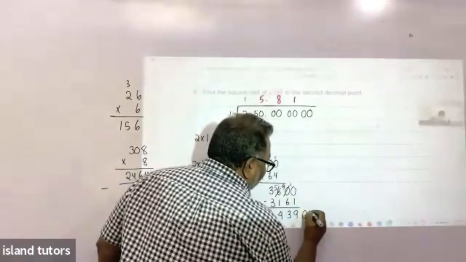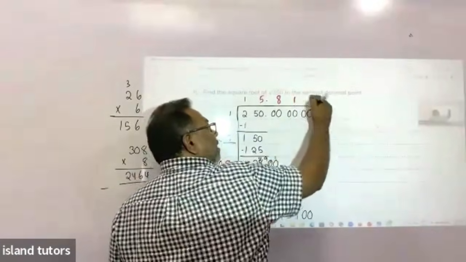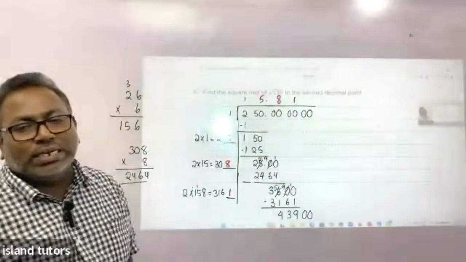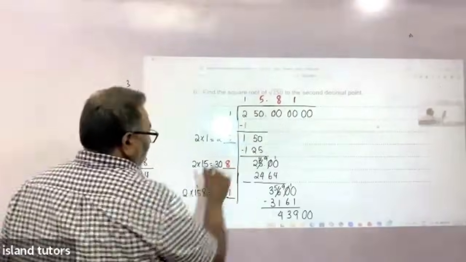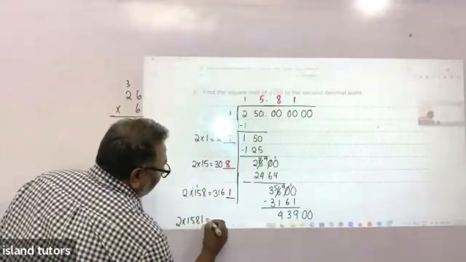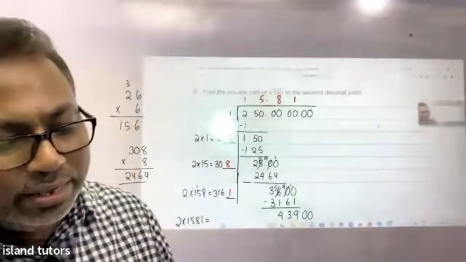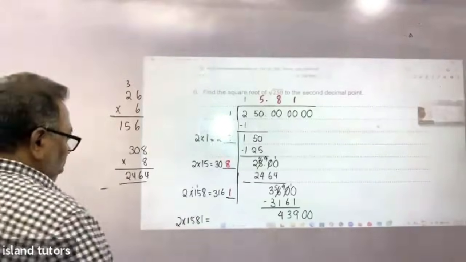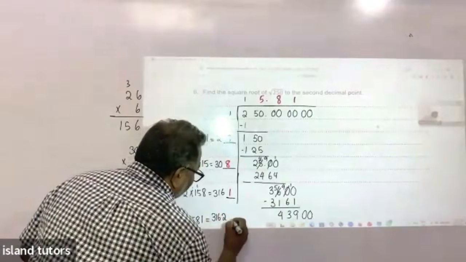Reason, because I want to find the third decimal place, then round it off and write it to the second decimal point. Okay, right. Now, 2 into 1581, how much is that? 1581 multiplied by 2, 3162.